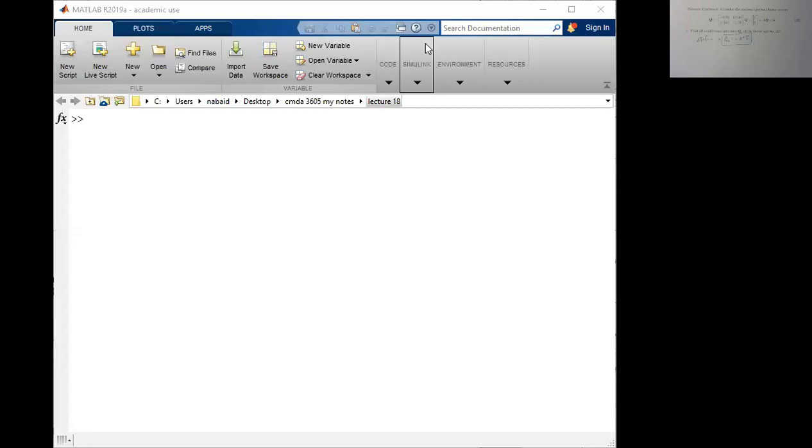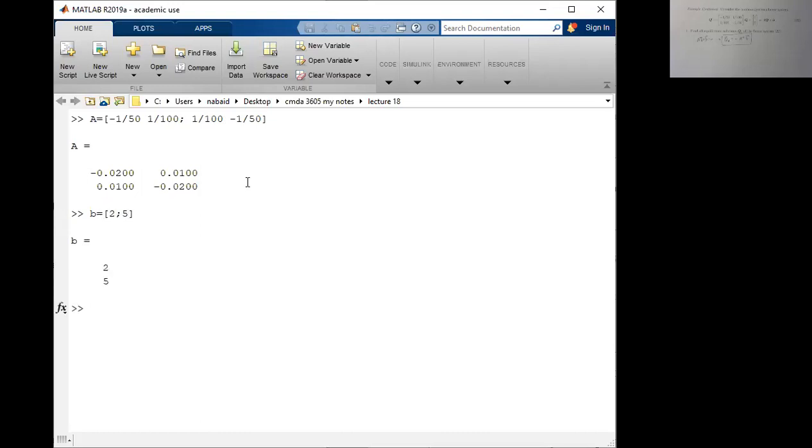Okay, so you can see MATLAB, I think. So A is minus 1 over 50, 1 over 100, 1 over 100, minus 1 over 50. That looks right. B is 2, 5. And I want to solve minus A to the minus 1 times B, the parentheses, just to be on the safe side. And so the equilibrium is 300 and 400. This is going to be pounds.